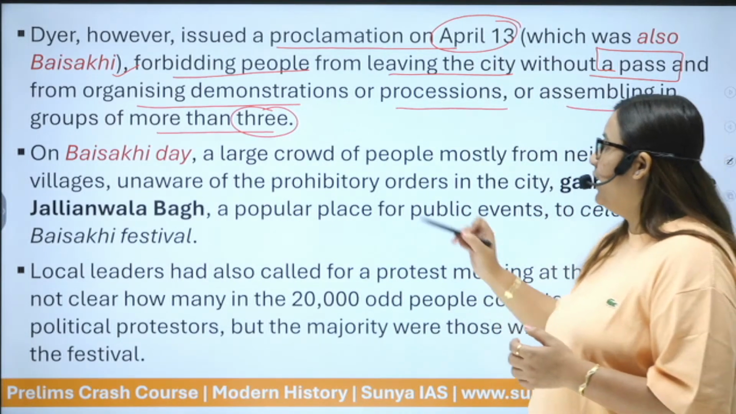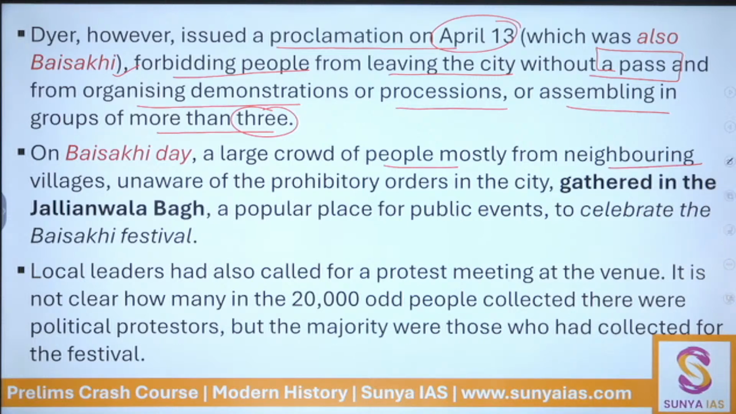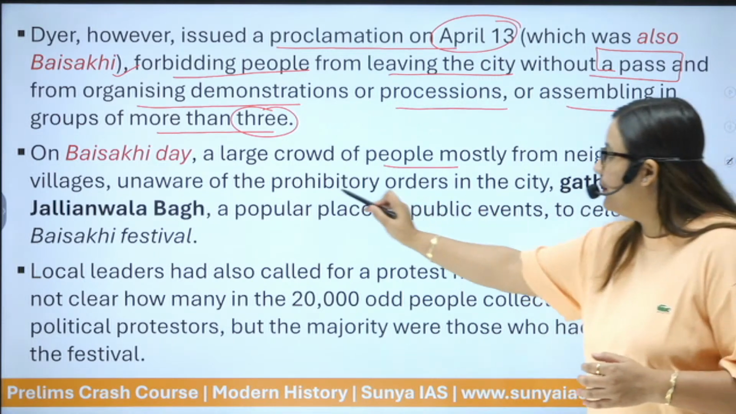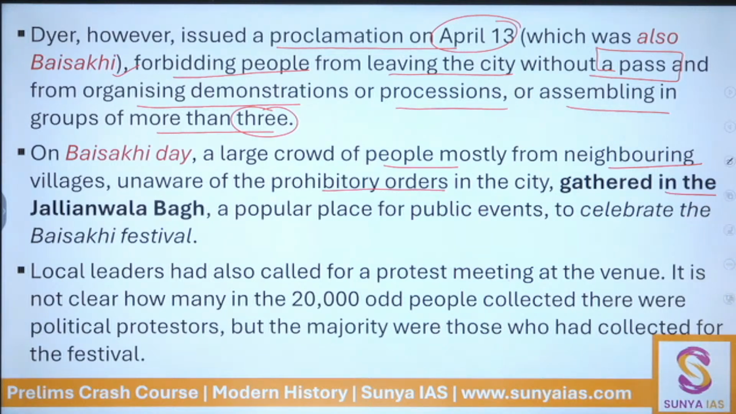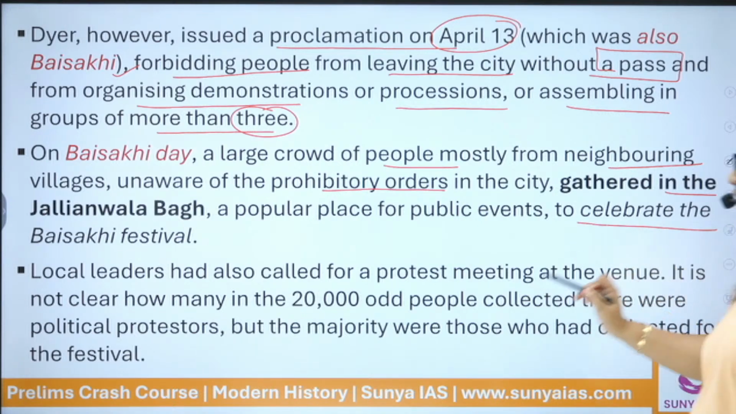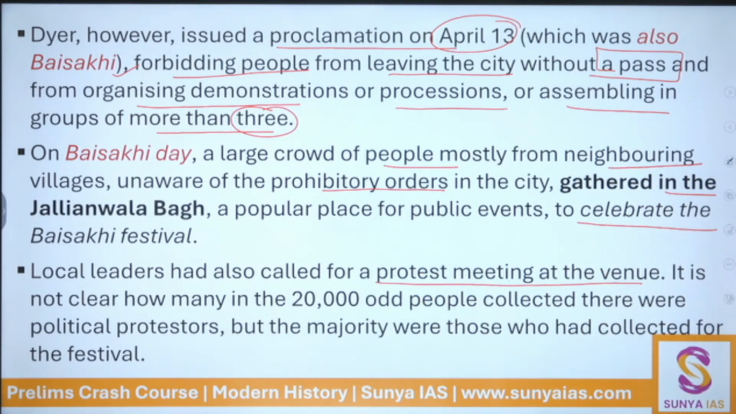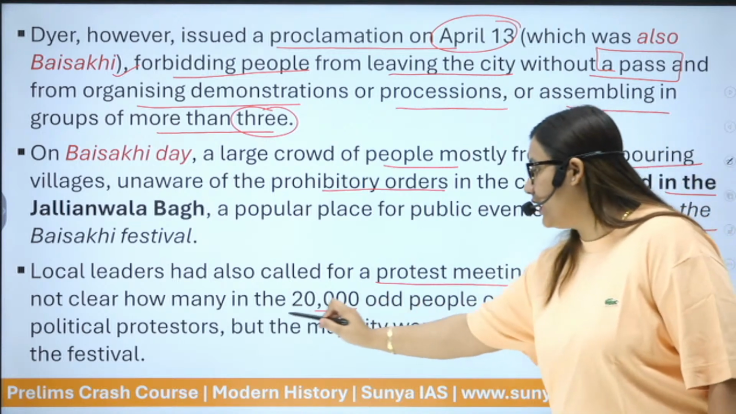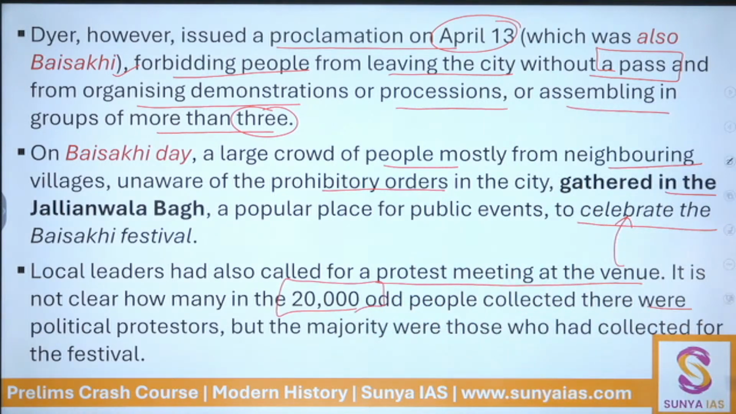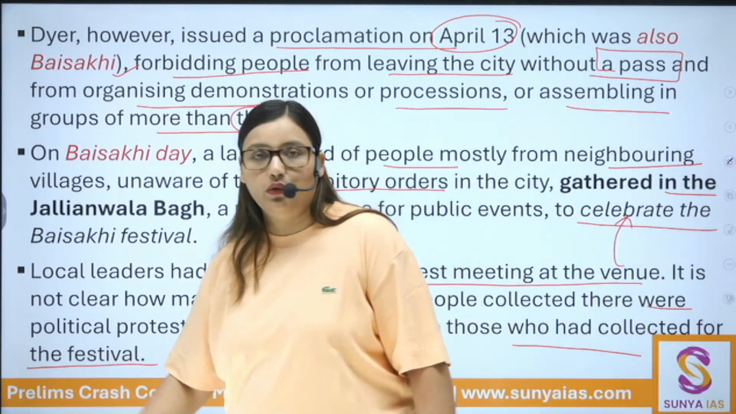On Baisakhi Day, a large crowd of people, mostly from neighboring villages, unaware of the prohibitory orders in the city, gathered in the Jallianwala Bagh, a popular place for public events, to celebrate the Baisakhi festival. Local leaders had also called for a protest meeting at the venue. So local people got mixed with the general crowd. It is not clear how many, but 20,000 odd people collected there, and some were political protesters. But the majority had collected for the festival only, for Baisakhi only.